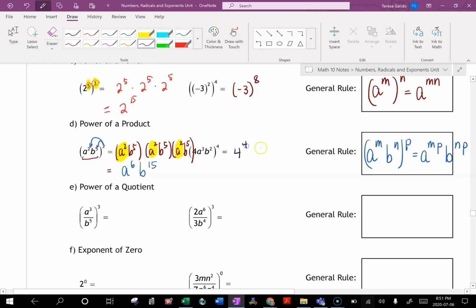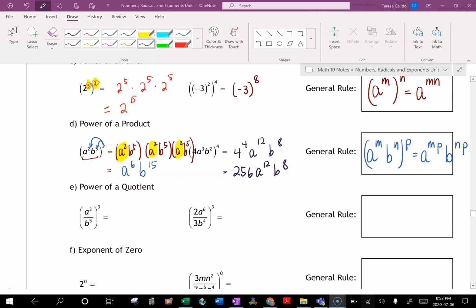We have to do 4 to the 4th, and a to the 12, b to the 8. And 4 to the 4th is 4 times 4 times 4 times 4, which is 16 times 16, which gives us 256, a to the 12, b to the 8.